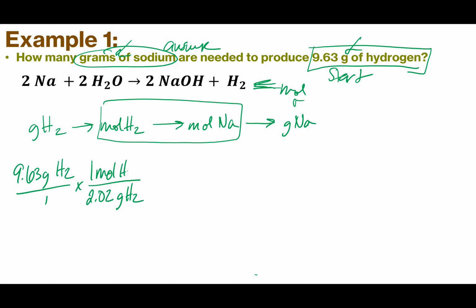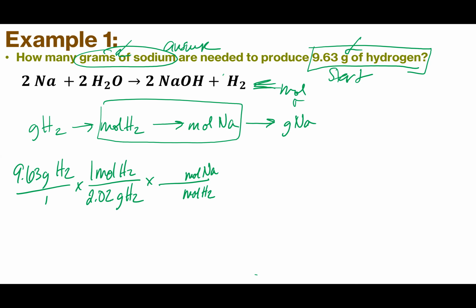1 mole on top. Molar mass is always 1 mole. All right. Now, here's the new step. Our units tell us we need moles of hydrogen on the bottom so it cancels out. And we're looking for moles of sodium, so that goes on the top. Our coefficients are what go in here.